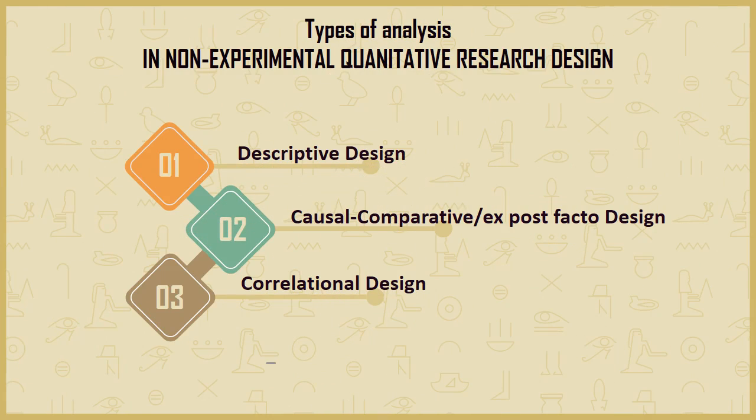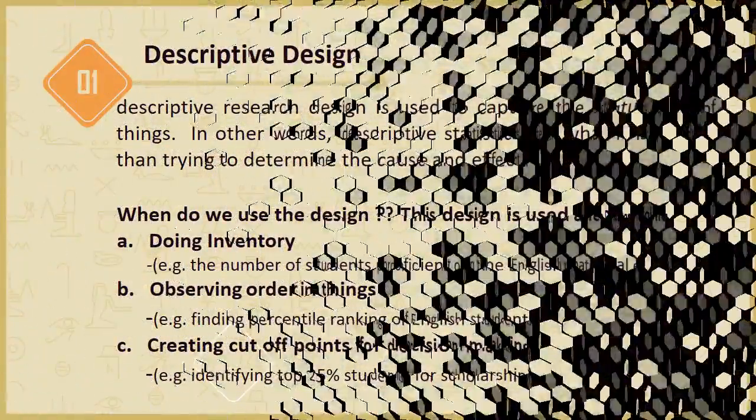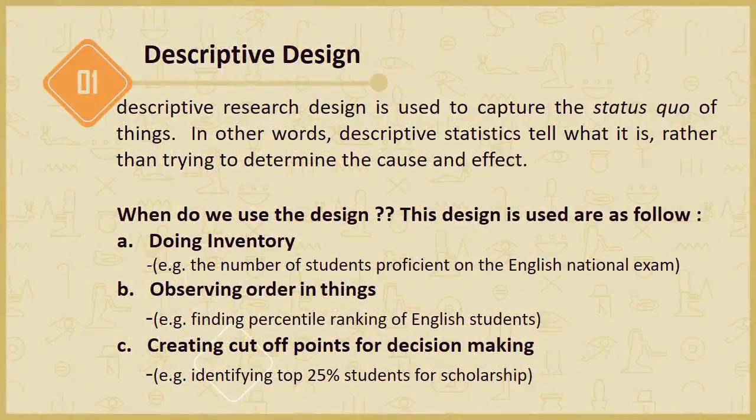About types of analysis. In non-experimental quantitative research design, there are three types. The first is descriptive design, the second is causal comparative or ex post facto design, and the third is correlation design. Now we break it down one by one. Descriptive research design is used to capture the status quo of things. In other words, descriptive statistics tell what is, rather than trying to determine cause and effect.